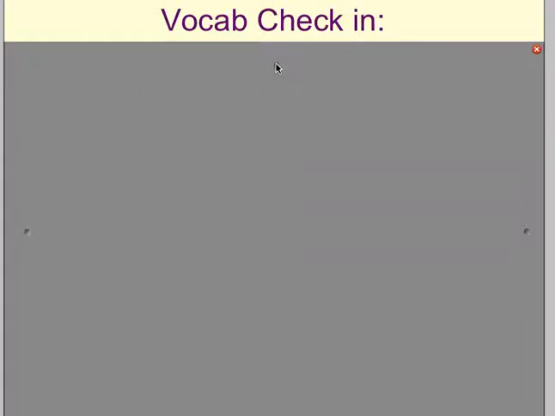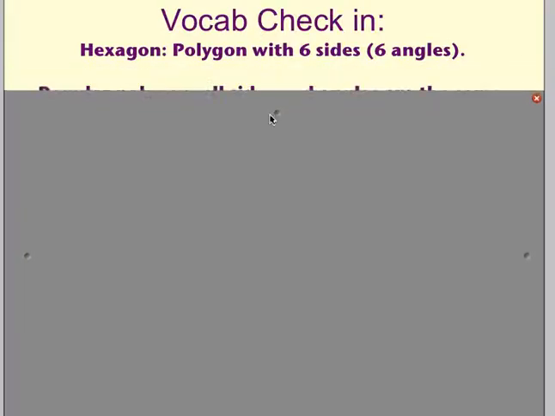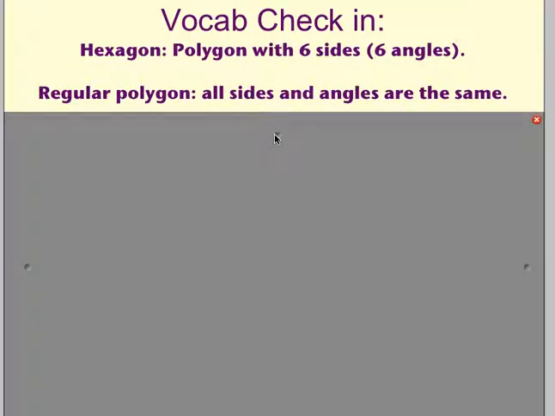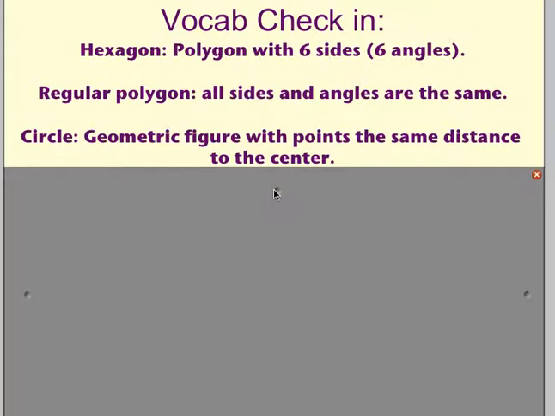Speaking of that, let's do a quick vocabulary check-in. A hexagon, which you'll be working with today, is a polygon with 6 sides or 6 angles. A regular polygon means all the sides and angles of the polygon are the same. So all of the sides measure the same, all of the angles measure the same. A circle is a geometric figure with points the same distance to the center of the circle.